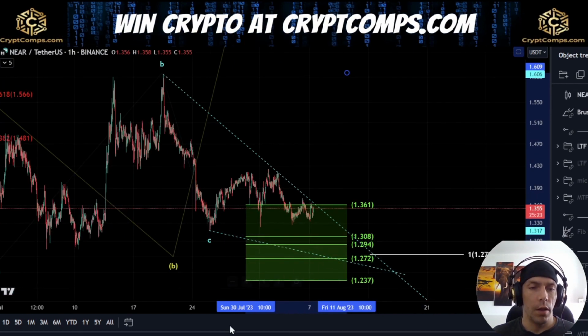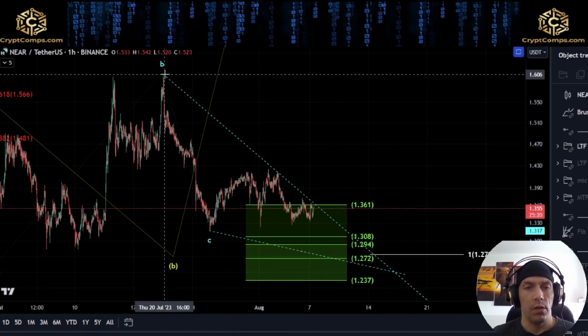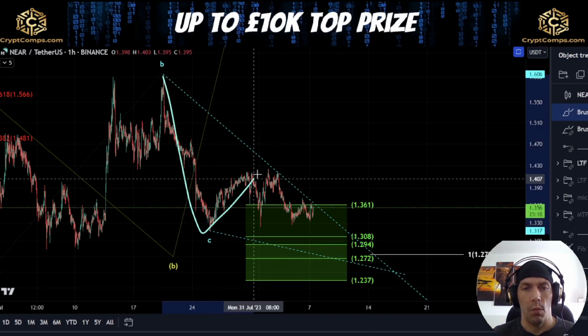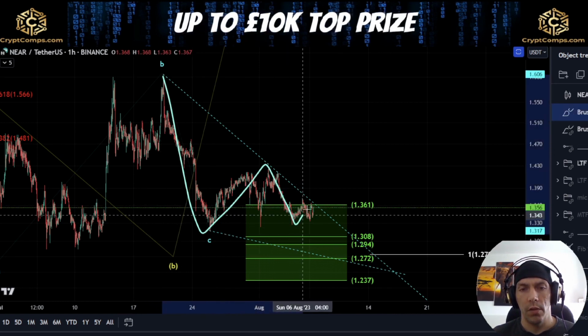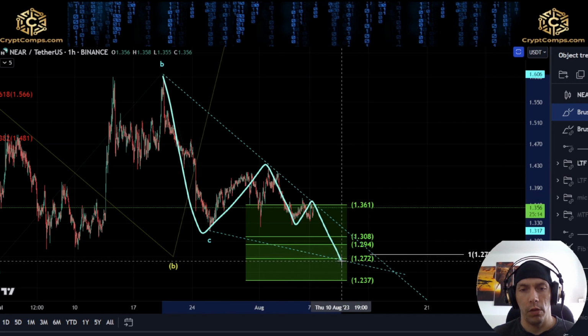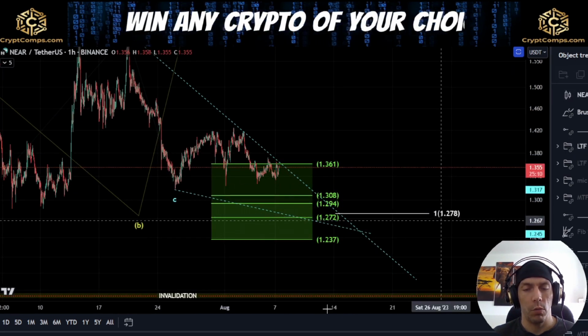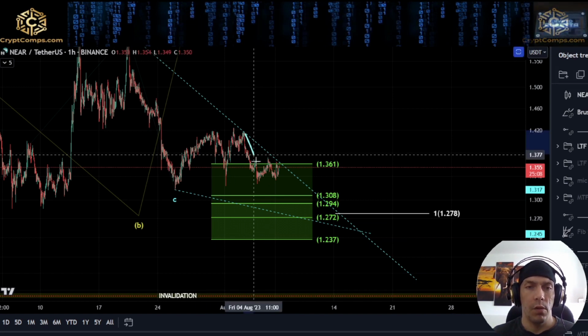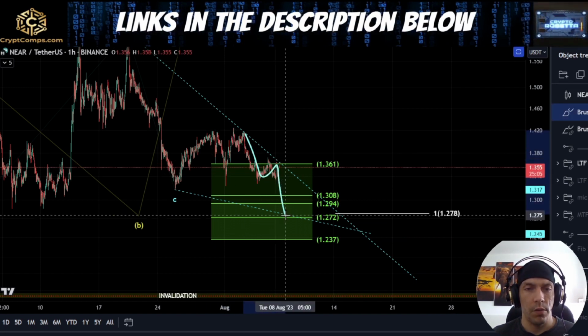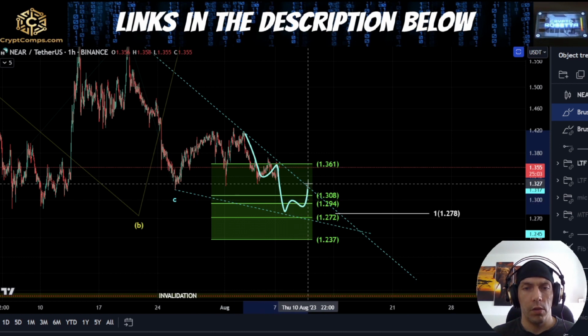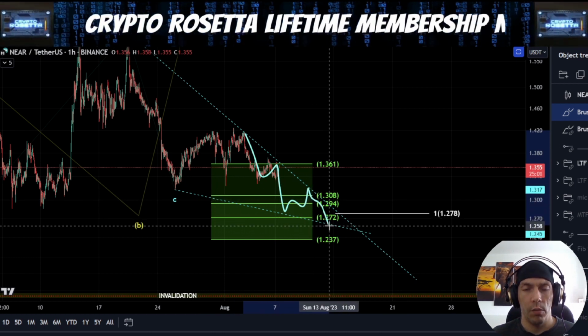Now, if we are looking at it in this way, we'd have to say that this was potentially forming as a diagonal, where this would become 1, 2. We'd be looking for this as A, B, and then looking for another 3-wave move down. Given our current structure here, 1 to 1 would be here towards this $1.27. So if we do see price come back down here in 3 waves, something like this, then we see another 3-wave move up, and then we see another 3-wave move down.